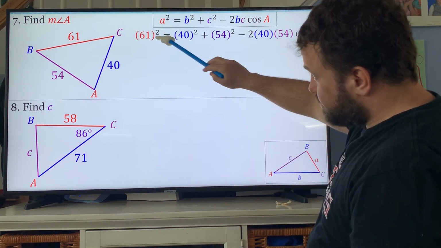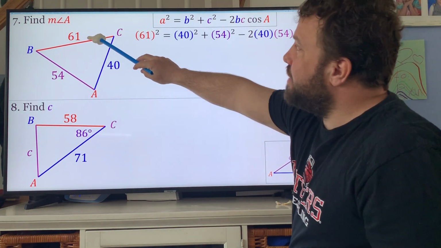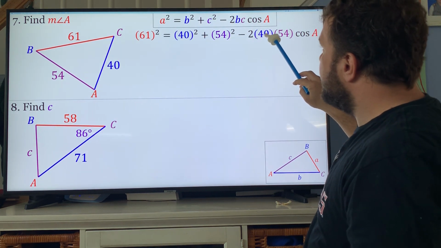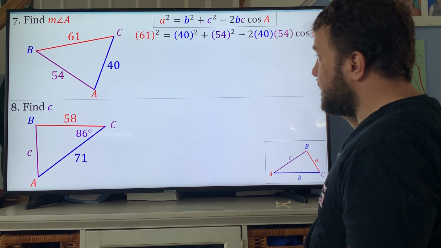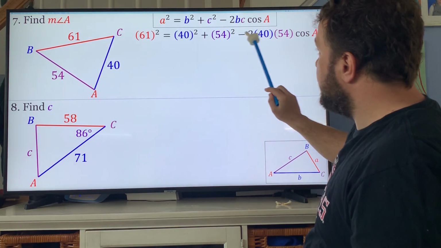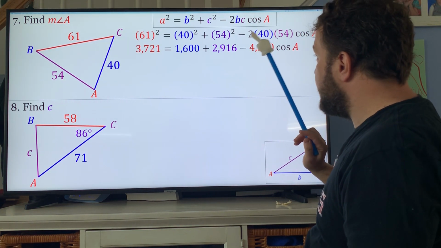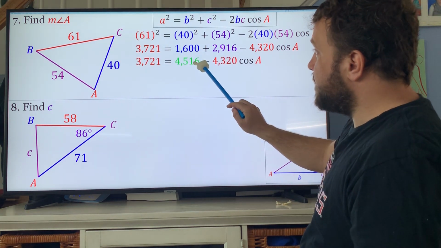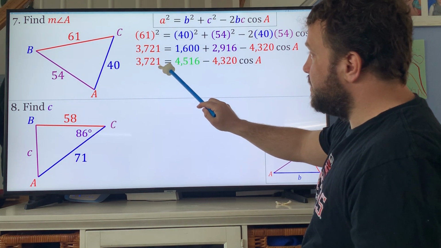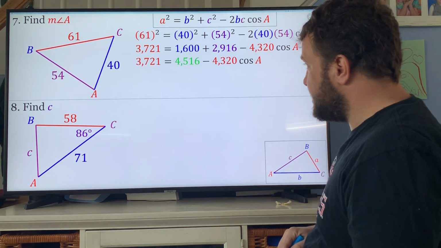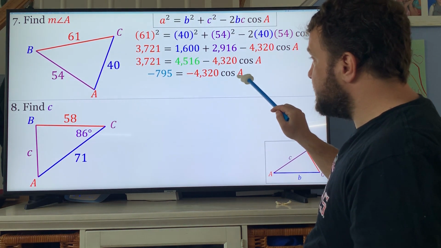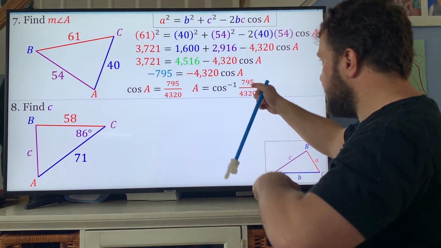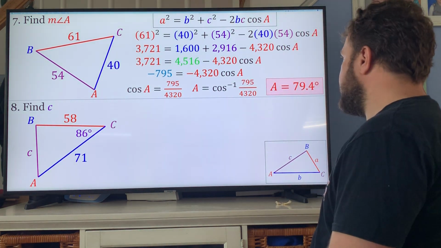All right, so 61 squared, because it's opposite the A, equals B squared plus C squared minus 2BC cosine A. Square, square, square, multiply, and keep the cosine A. Combine like terms. Subtract this from this, so 3721 minus 4,516. Divide by whatever is next to your trig function. And then you do the inverse, second cosine, that number, and you get 79.4.